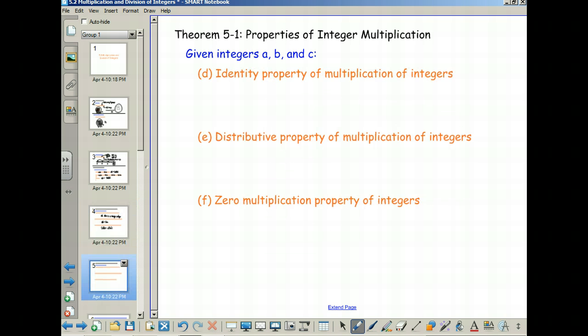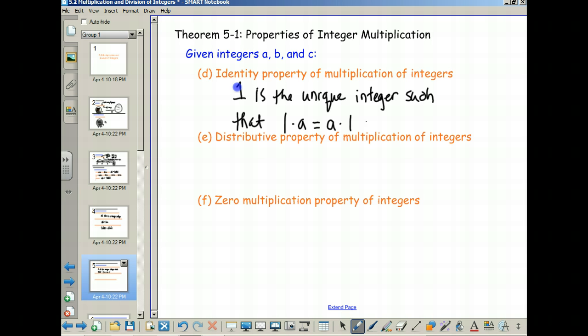I have 3 more. I have the identity property of multiplication. This number 1 was an identity before, and it's still the identity. This is the unique integer such that 1 times A equals A times 1 equals A. It's the only number we can multiply by and not change the value we're working with at all.